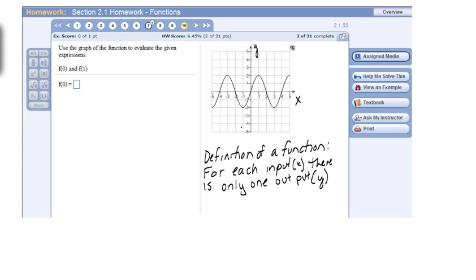The actual book has a definition that you might have looked at that has a vertical line test. If you draw a vertical line anywhere in your graph, if it hits at only one place, then for each input there is only one output. So it is a function.